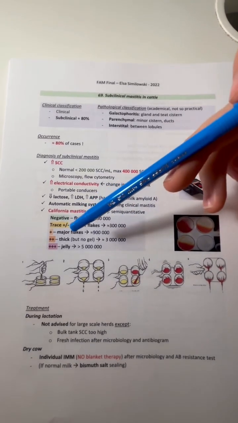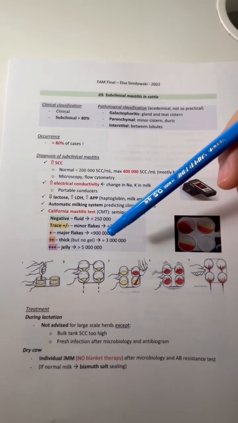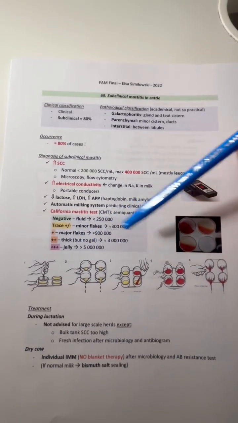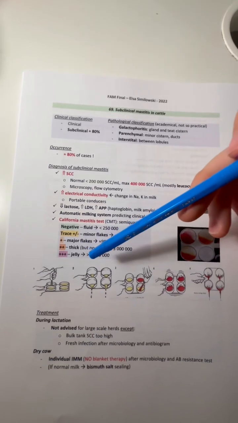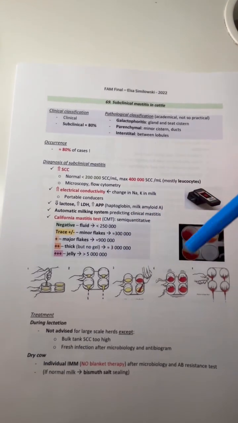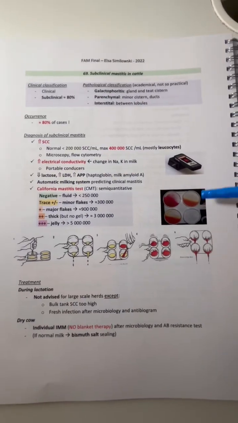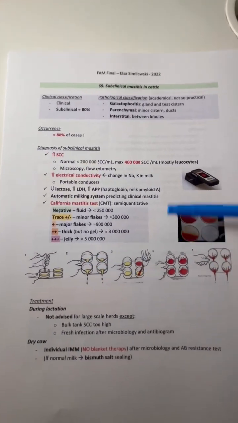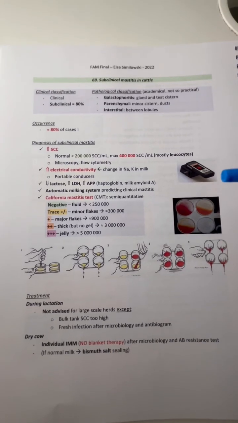And if it's thick but not gel-like, it's around 3 million. And if it's a jelly-like substance, where it goes completely purple, it's 5 million somatic cell count. So if you have orange fluid, it's okay. But if you have purple jelly with thick jelly substances, it means there's a lot of bacteria.